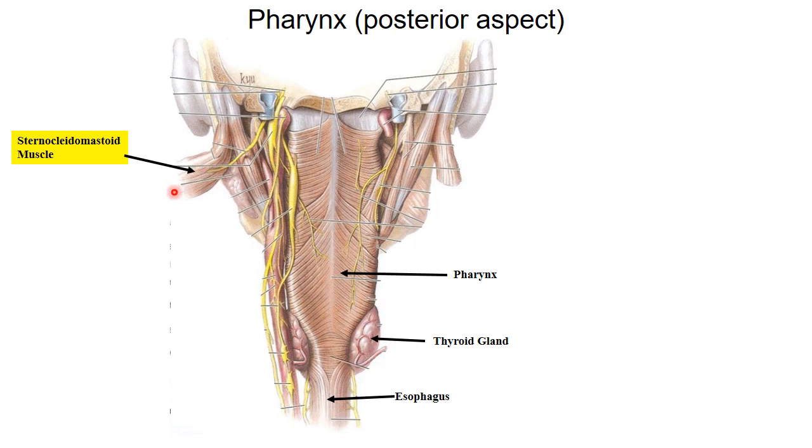Over here, we can just catch view of the sternocleidomastoid muscle right here. Mastoid process would be right here, right behind the ear. There's a sternocleidomastoid muscle right there.